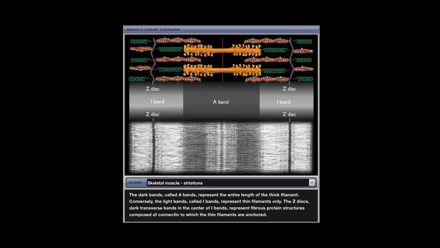The sarcomere is the functional contractile unit of skeletal muscle. It is defined as the region within a myofibril between adjacent Z discs. There are numerous sarcomeres in each myofibril.